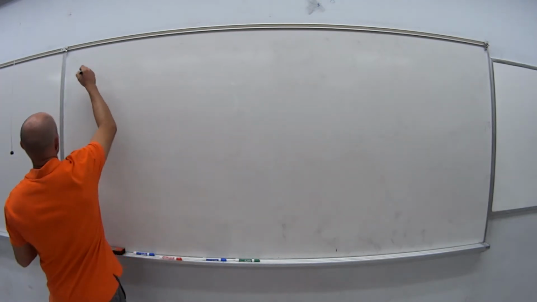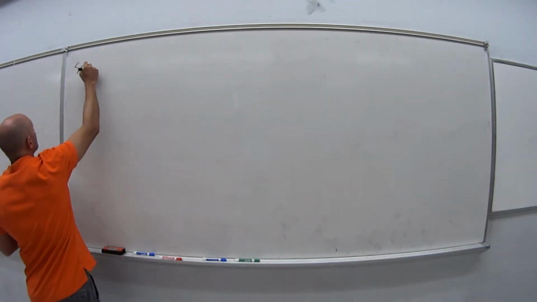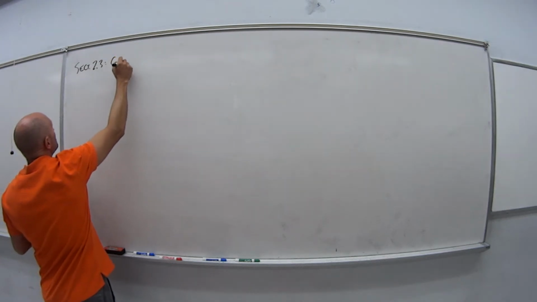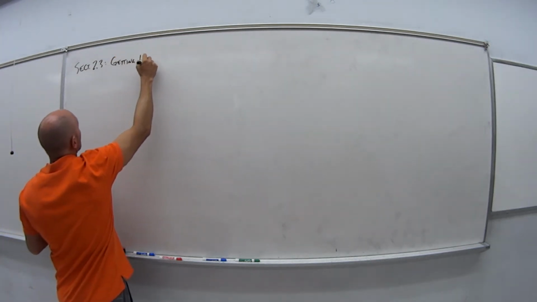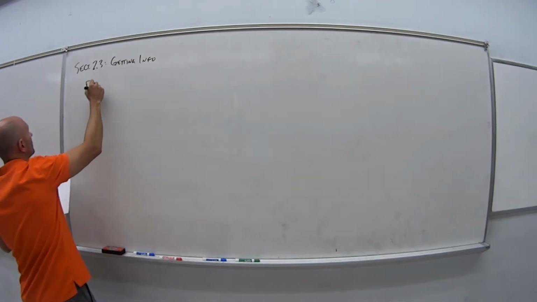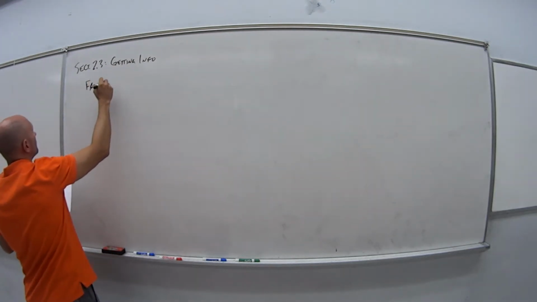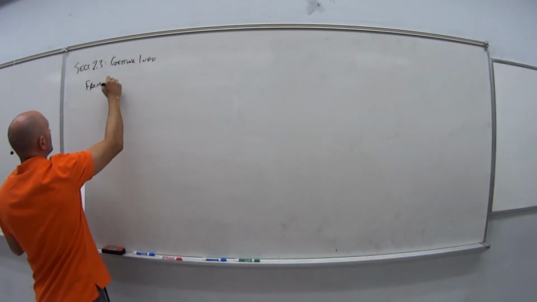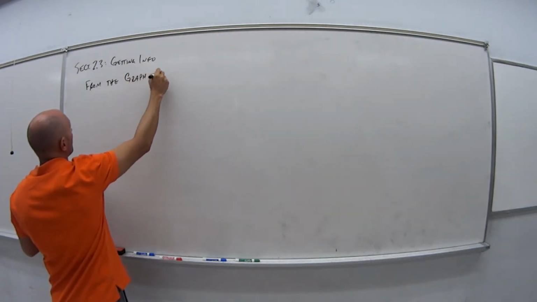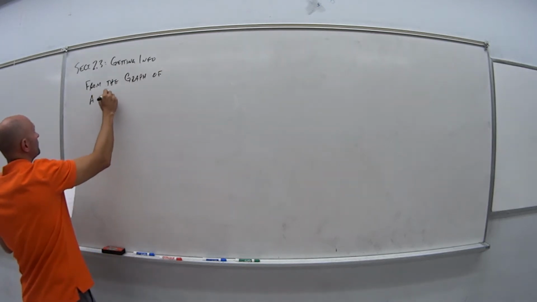So in this section, we're going to be looking at getting information from the graph of a function.